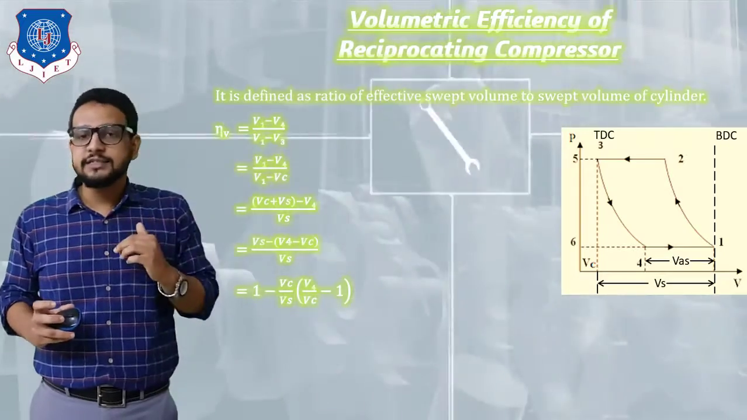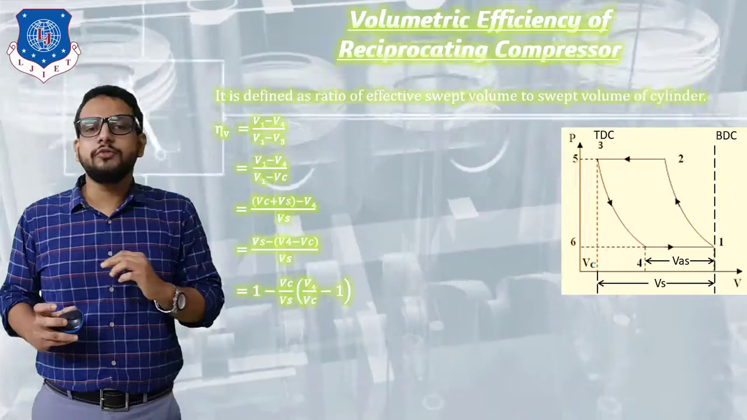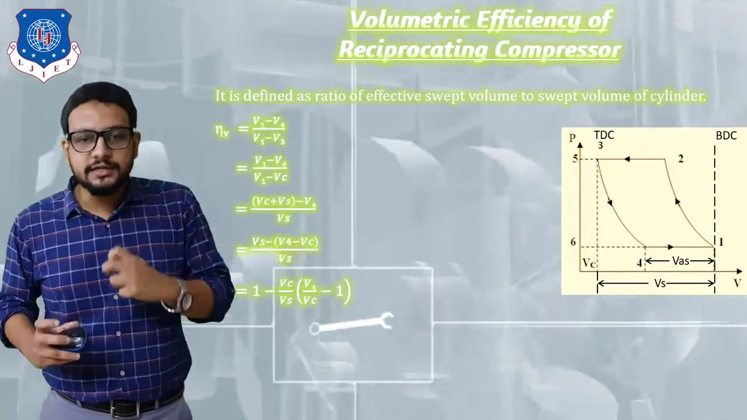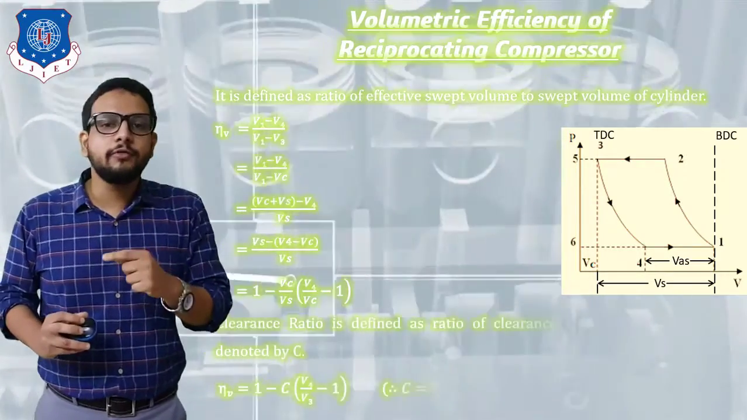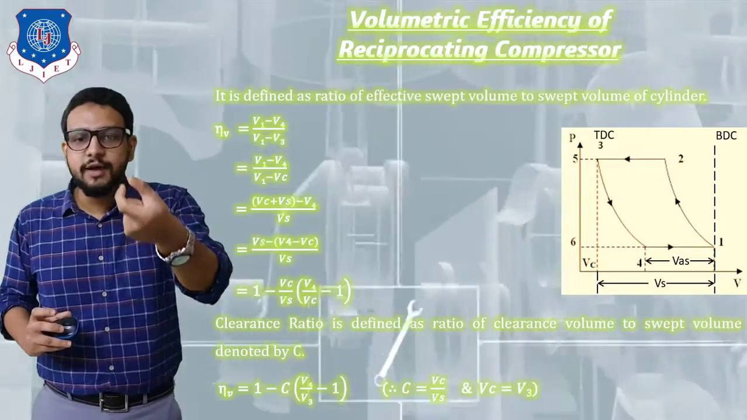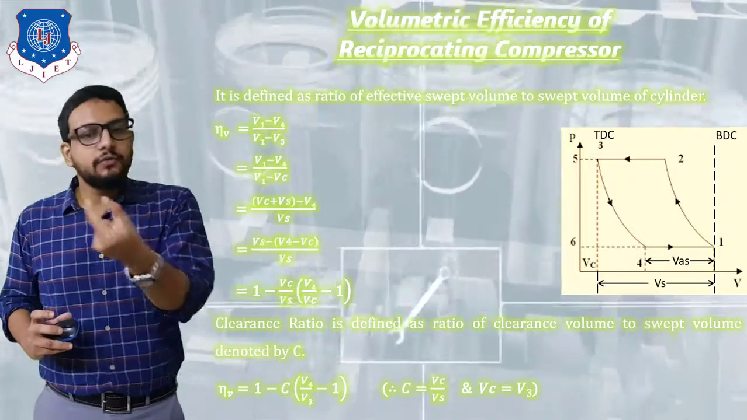Now in the next step, we can split the terms and cancel out Vs from numerator and denominator. We can write it is equal to 1 minus, in a bracket, Vc by Vs. Now in this step, I have taken Vc common out from the bracket. So we can write Vc by Vs and in a bracket V4 by Vc minus 1.